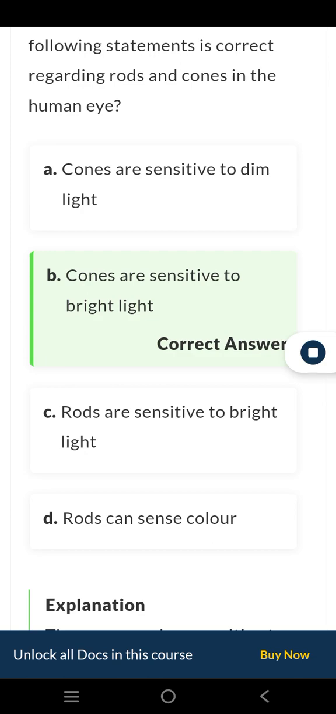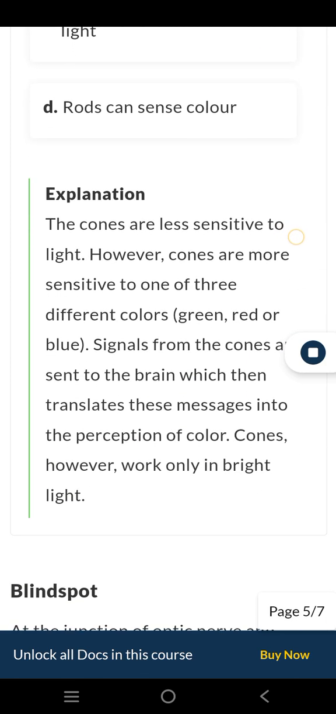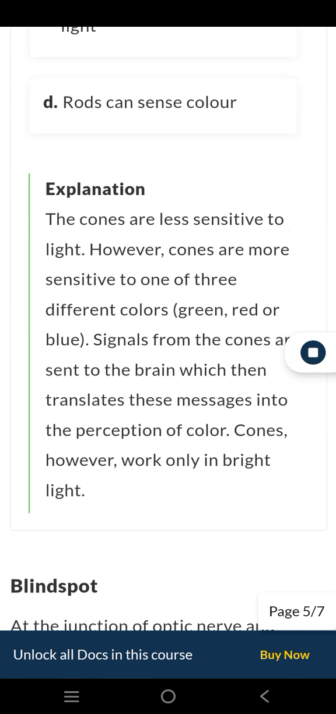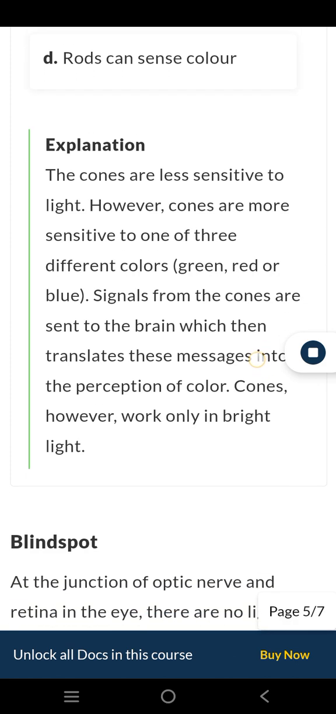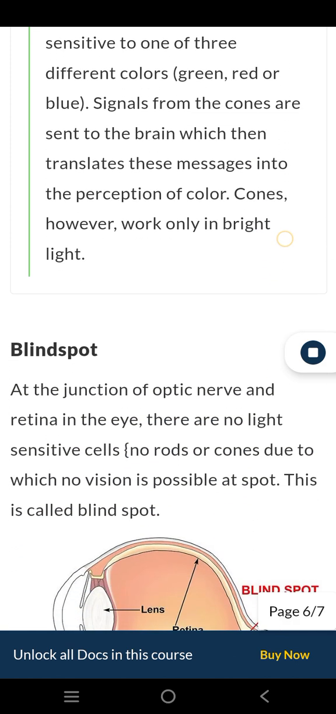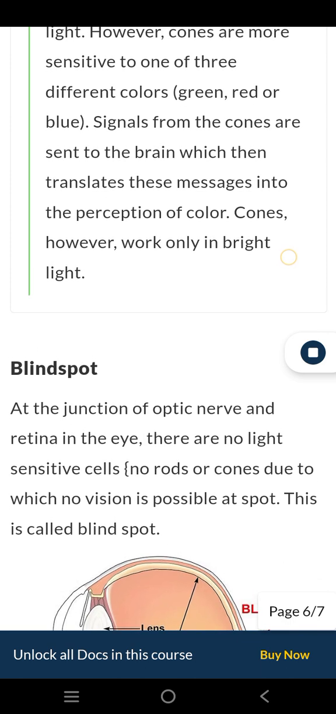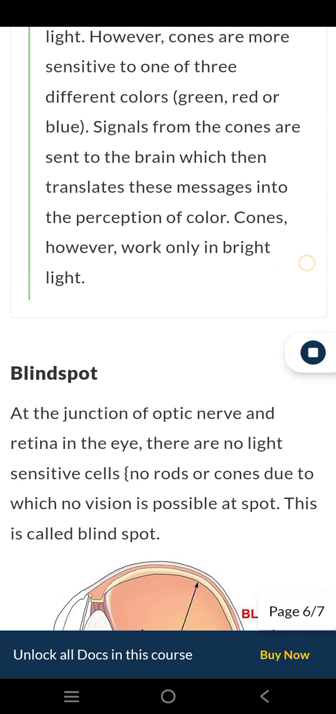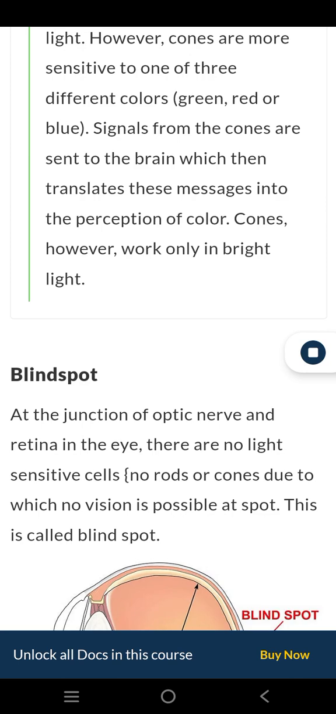Explanation. The cones are less sensitive to light. However, cones are more sensitive to one of 3 different colors: green, red or blue. Signals from the cones are sent to the brain, which then translates these messages into the perception of color. Cones, however, work only in bright light.